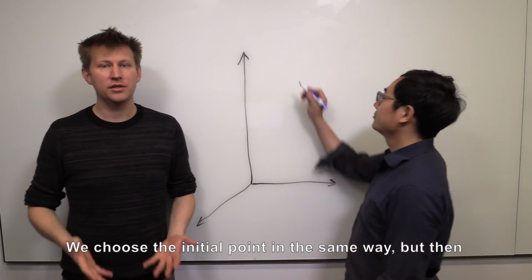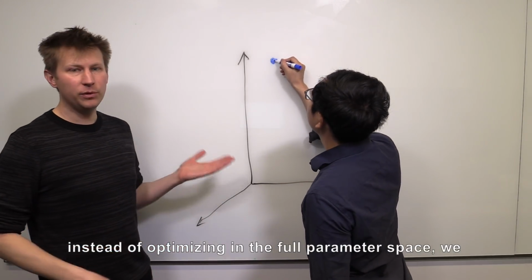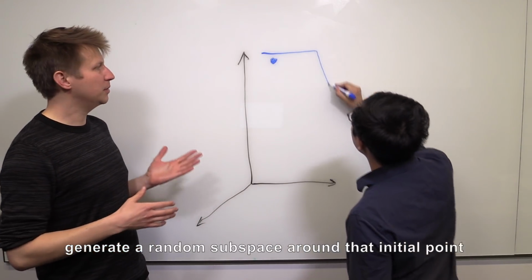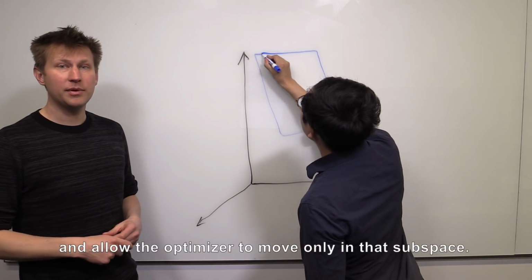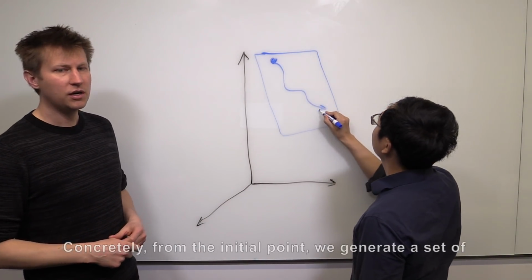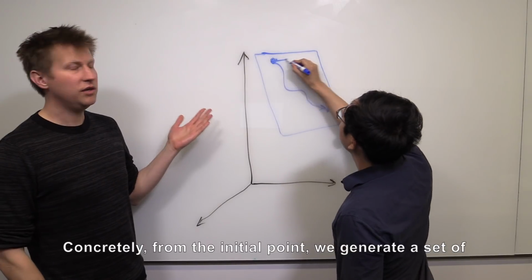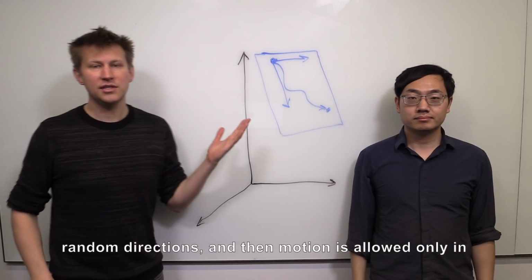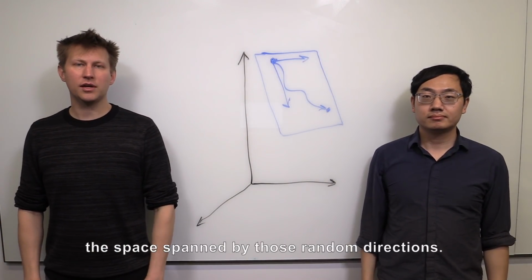We choose the initial point in the same way, but then instead of optimizing in the full parameter space, we generate a random subspace around that initial point and allow the optimizer to move only in that subspace. Concretely, from the initial point, we generate a set of random directions, and then motion is allowed only in the space spanned by those random directions.